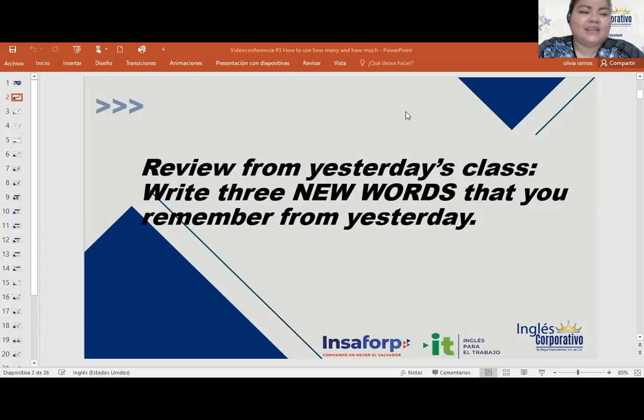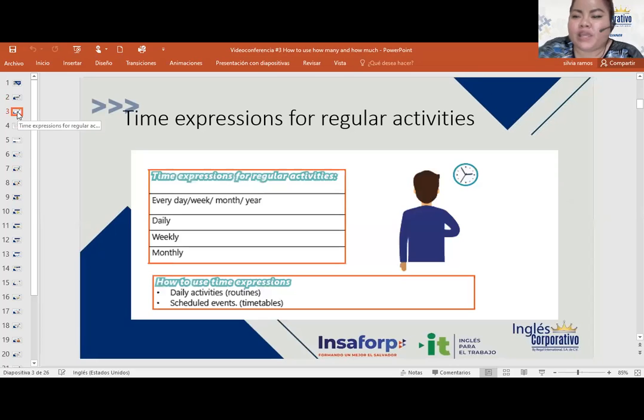Very good, absolutely. Now, we're going to do this, right? We'll continue with the next activity. We were working with time expressions for regular activities, right? What happens with time expressions for regular activities? We have examples such as every day, every week, every month, every year, right? So when we say every day, todos los días, right? What happens when we say every week? Todas las semanas. Every month, every year, right?